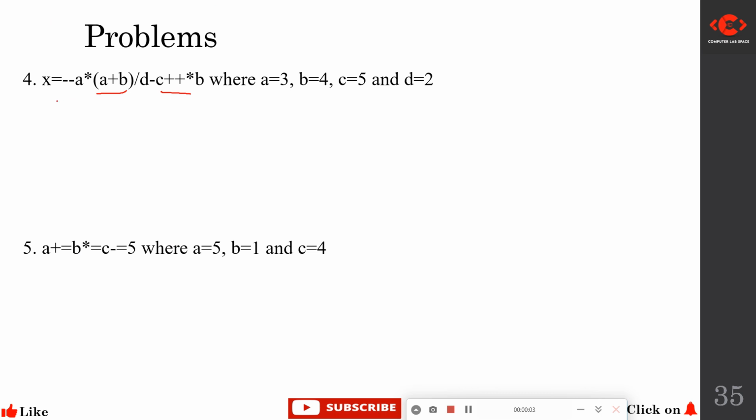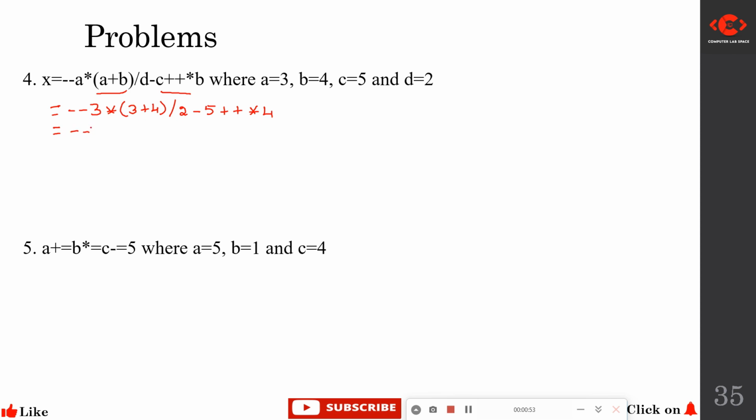We will substitute the values now. That is equal to minus minus a, meaning minus minus 3, into a plus b, so 3 plus 4, divided by d value 2, minus c value 5 plus plus, into b value 4, right? Now while solving, you need to look at the brackets first, since they have the highest priority, as well as the postfix, post increment or post decrement operator, and the associativity is from left to right.